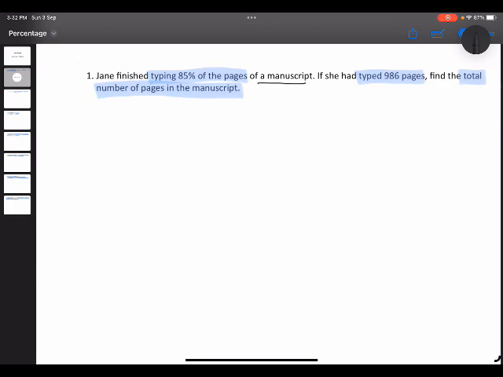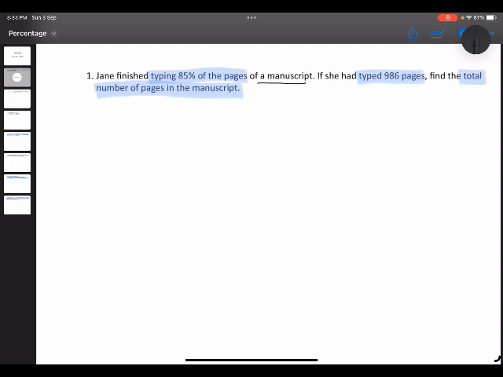First question. Jane finished typing 85% of the pages of a manuscript. If she had typed 986 pages, find the total number of pages in the manuscript. So what are the keywords from this question? She has finished typing 85% of the pages and she has typed 986 pages.